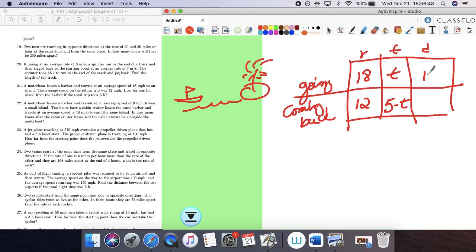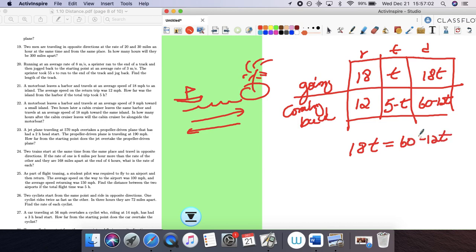Then the distance part, right? The distance is obviously the easiest part, so just going to multiply. And this is going to be 60 minus 12t. What do we know about the distance going and the distance coming back? Well, it's the same distance, right? So the distance going equals the distance coming back. We're going to add 12t to both sides. Plus, this is going to be 30t. Those are going to go away, and we get 60 here. So divide both sides by 30.